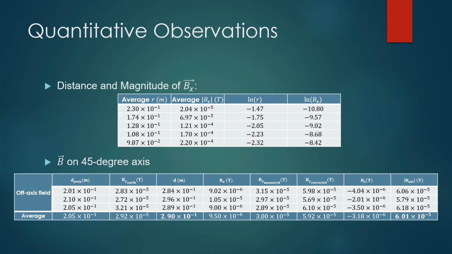Now for quantitative observations. The first table shows the average distance r from the magnetometer that resulted in a given magnitude of the x component of the magnetic field. And the second table shows various measured quantities that helped me find the net magnetic field in the 45-degree axis.